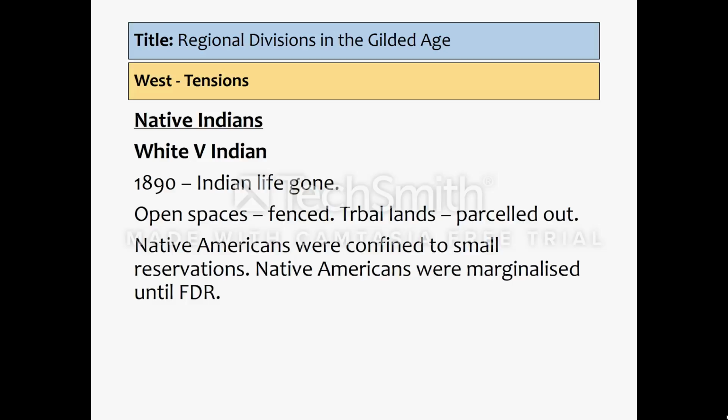And lastly, we're going to talk about Native Americans. White Americans versus the Indians. Really, by 1890, as we've already said, the West has been captured, Indian life has gone. Their open spaces are now fenced, their tribal lands are now given out to individuals. Native Americans were confined to very small reservations, and that was the way their life stayed until FDR. They were marginalised, they were on the outside of American society, and their rights weren't even considered really until FDR, as we've said.